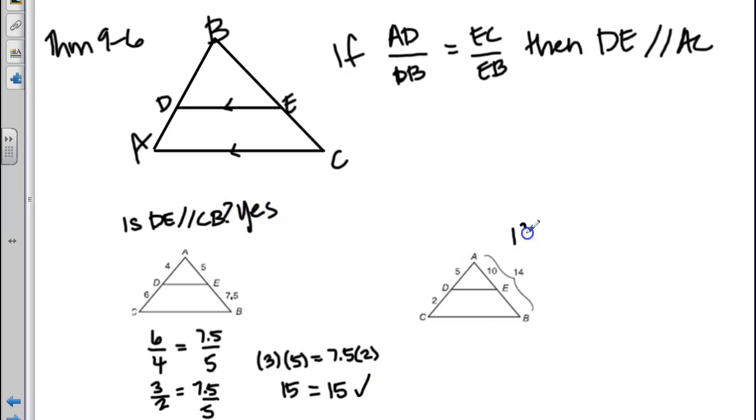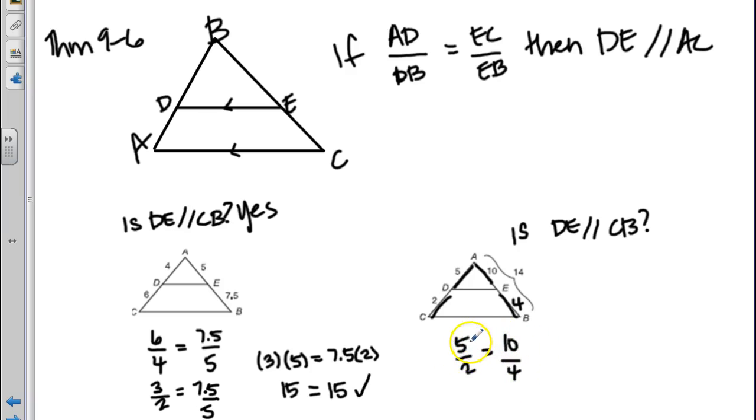All right, let's try this one. Is DE parallel to CB again? All right, so 5 over 2 has to be equal to 10 over, we don't have that piece. Can we find that piece? Well, we have this whole thing as 14, and this piece is 10, which forces that one to be 4. 10 over 4. Are those the same fractions?